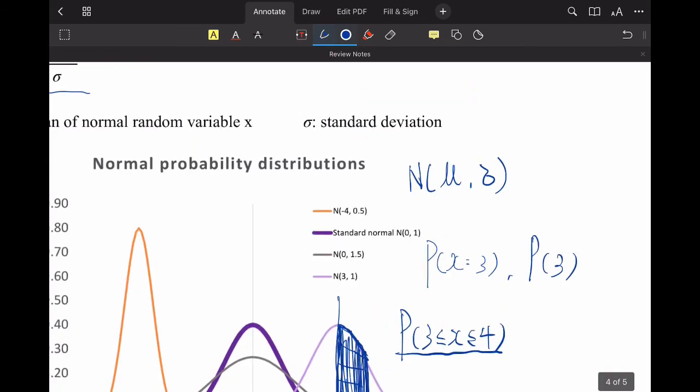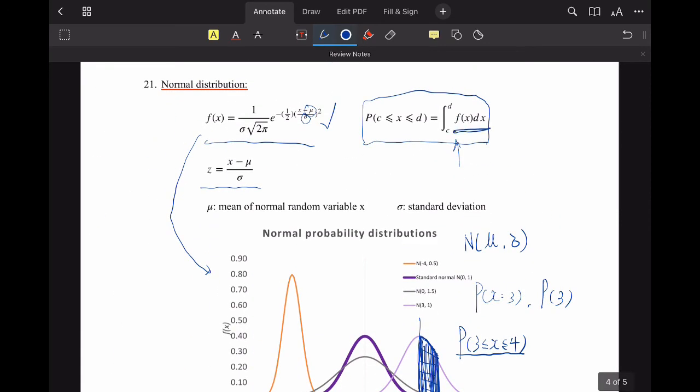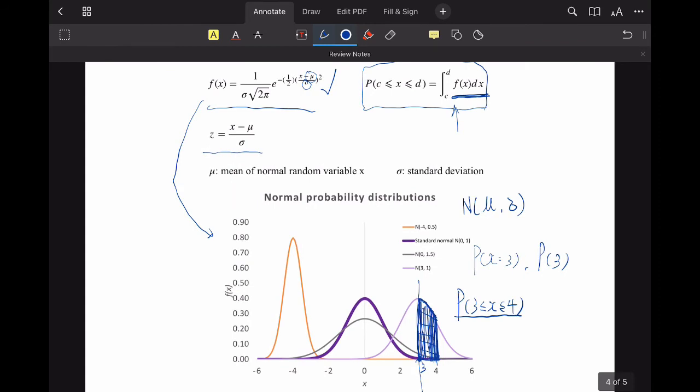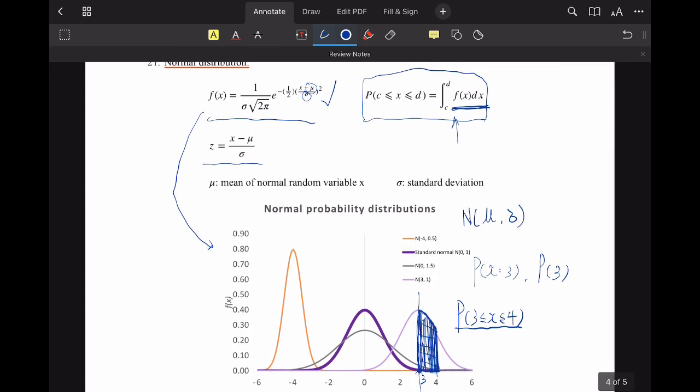So that's what this function means. You know your calculus, you should know this function. It's essentially the area between 3 and 4. So that's how you calculate probability.